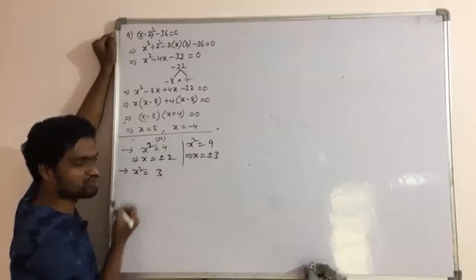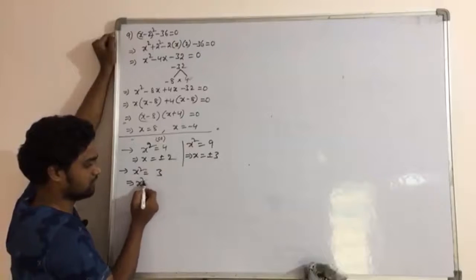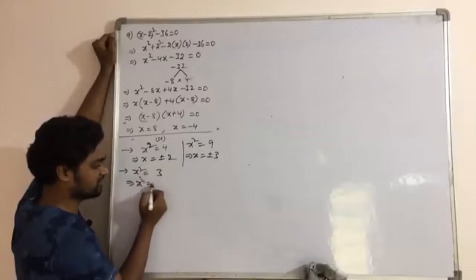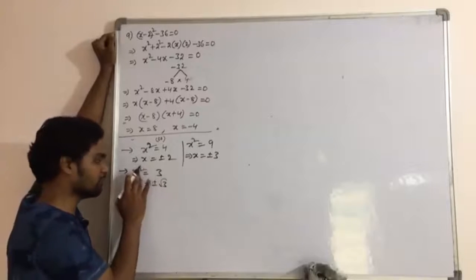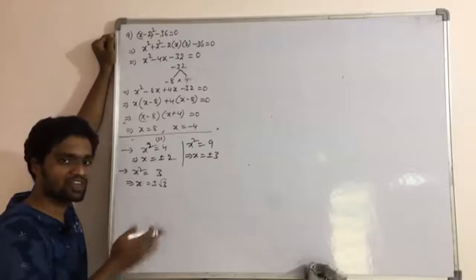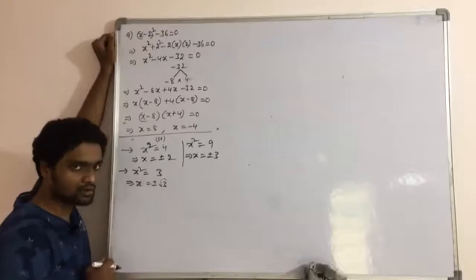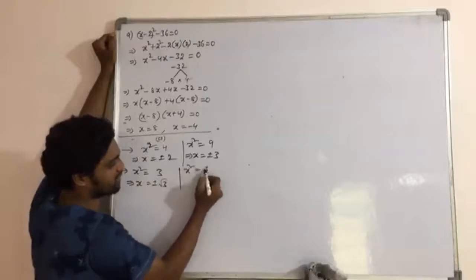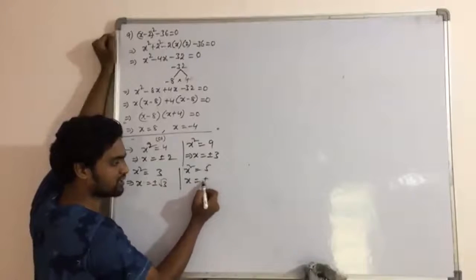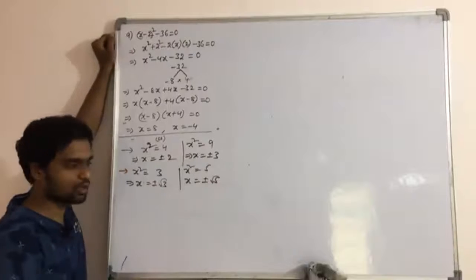X square is equal to 3. X is equal to plus or minus root 3. See, the number in the RHS need not be a perfect square. Still we can apply root, right? X is equal to plus or minus root 3. X square is equal to 5. X is equal to plus or minus root 5.